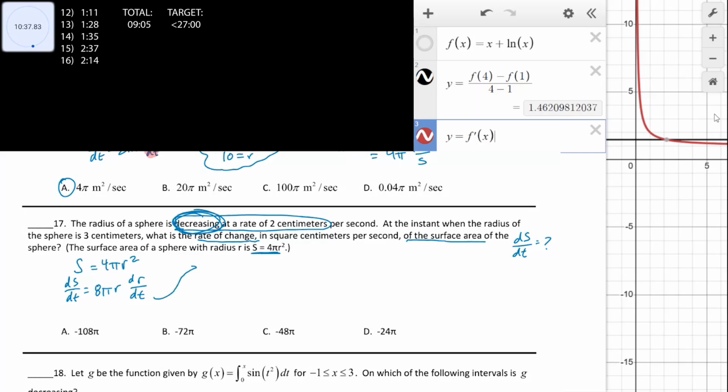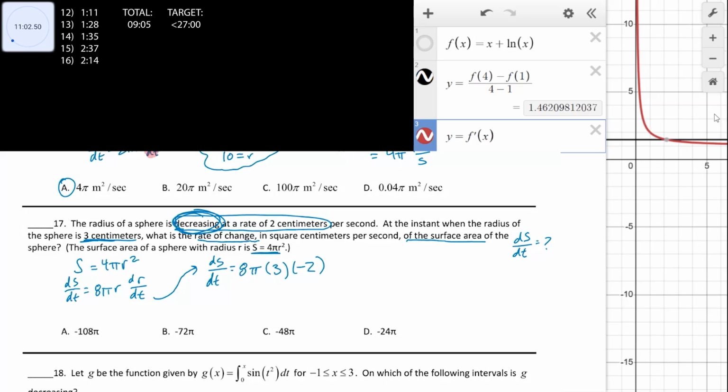So just plug everything in over here. The rate of change of the surface area with respect to time is going to be 8 times pi times the radius. The radius is 3. I didn't call that out earlier, but that's given right here. Times -2. So on that number in particular, make sure that you recognize that the radius is decreasing.